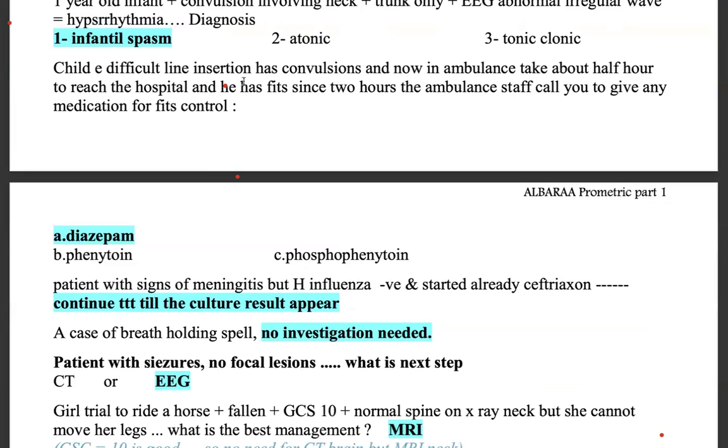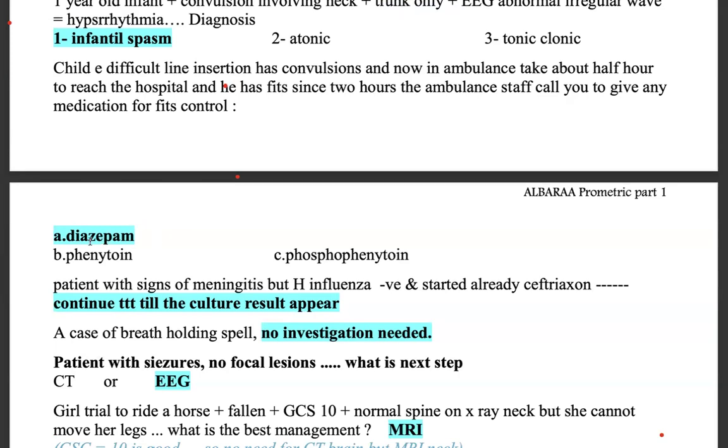A child with difficult line insertion had a convulsion and is now in an ambulance. It takes about half an hour to reach the hospital. He has had fits for 2 hours. The ambulance staff call you to ask for any medication for fits control. So, a child with difficult line insertion, meaning there is no line, and he has convulsions. They are traveling in the ambulance and have called you for a suggestion for fits control. So what do you suggest?